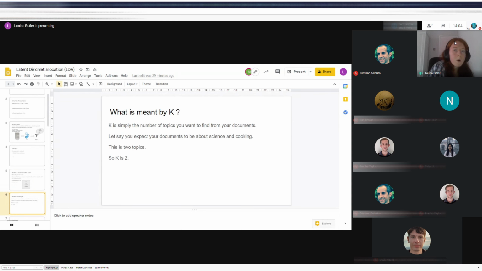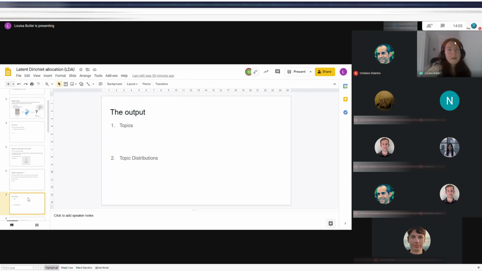And then what is meant by this mysterious K that I keep referring to? K is simply the number of topics you expect to find from your documents. So let's say, for example, you expect your documents to be about science and cooking. This is 2 topics, so you would define K as 2.